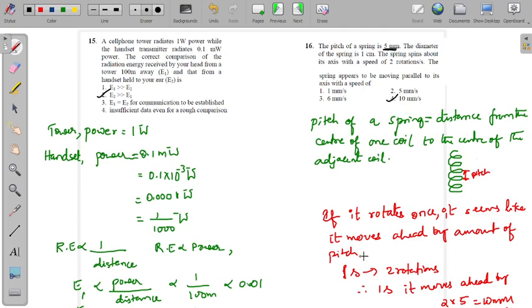So in 1 second, 2 rotations. For one rotation, it looks like it is moving by an amount of pitch. So in 1 second, 2 rotations. So 2 into the value of pitch, that gives you 10 millimeter per second.